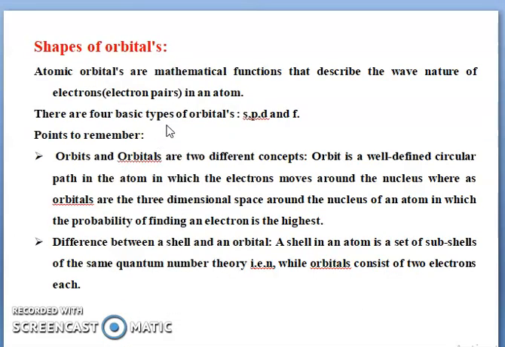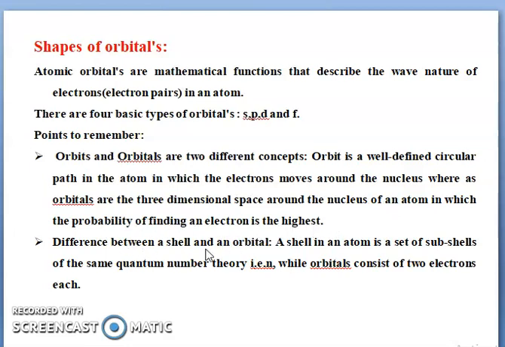You can see now the shapes of orbitals. Atomic orbitals are fundamentally wave functions that describe the electrons or electron pairs of the atom. There are four basic types of orbitals: s orbital, p orbital, d orbital, and f orbital. You can see the points to remember. Orbits and orbitals are different concepts. Orbit is a well-defined circular path in the atom along which electrons move around the nucleus, whereas orbitals are the three-dimensional space around the nucleus where the probability of finding the electrons is highest.